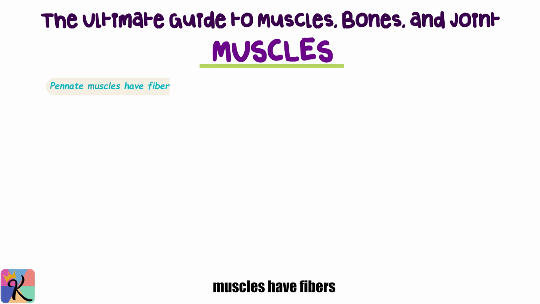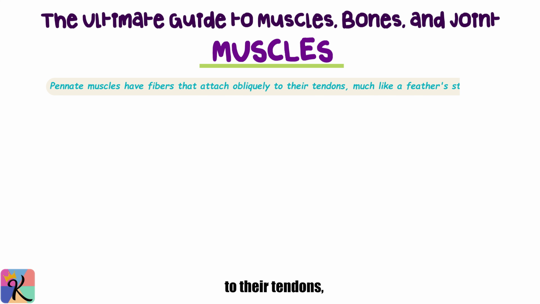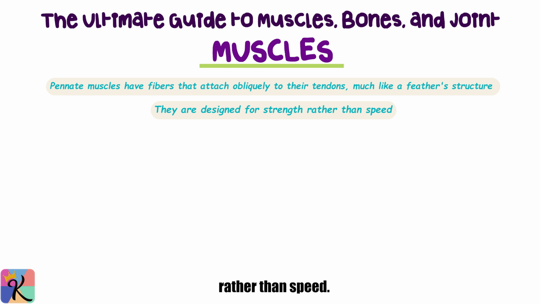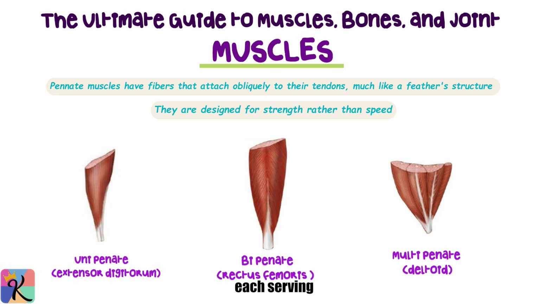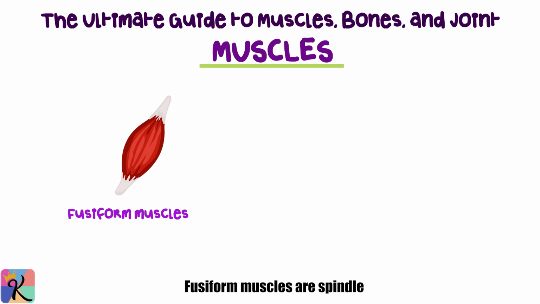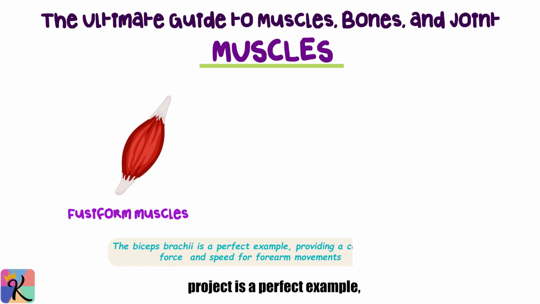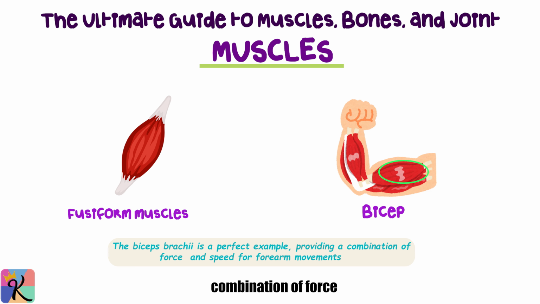Pinnate muscles have fibers that attach obliquely to their tendons, much like a feather structure. They are designed for strength rather than speed. These muscles can be unipinnate, bipinnate, or multipinnate, each serving different functions. Fusiform muscles are spindle-shaped, with a thick belly tapering towards the ends. The biceps brachii is a perfect example, providing a combination of force and speed for forearm movements.